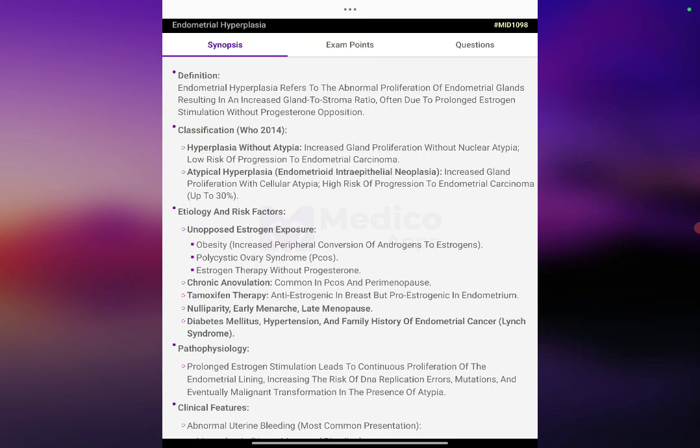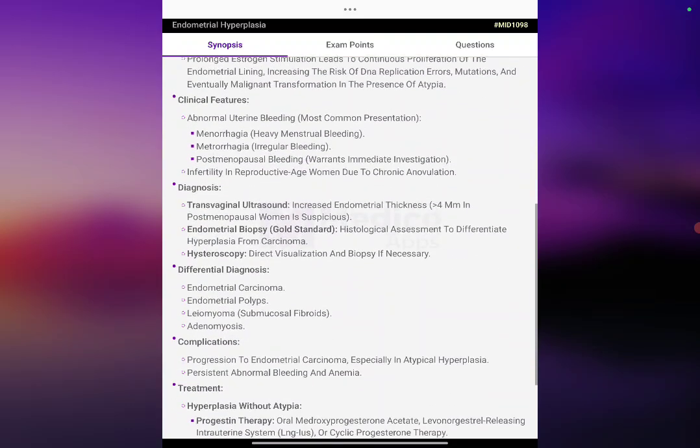Lynch syndrome. Pathophysiology: prolonged estrogen stimulation leads to continuous proliferation of the endometrial lining, increased risk of DNA replication errors, mutations, and eventually malignant transformation in the presence of atypia.